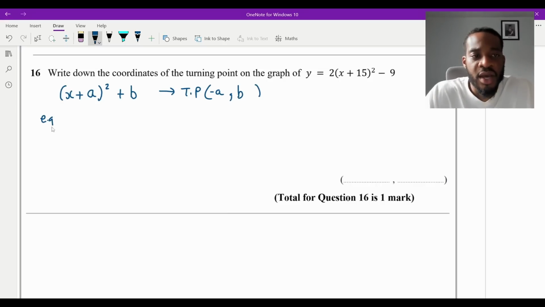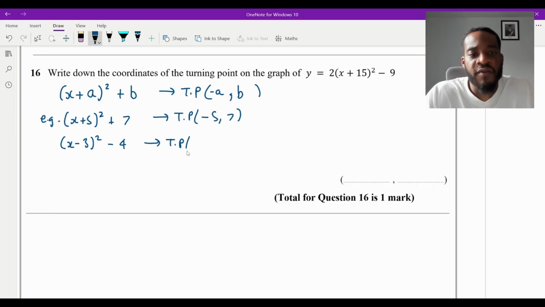For example, if it was (x plus 5) all squared plus 7, then the turning point would literally be minus 5 and 7. And if it was a minus, let's say (x minus 3) all squared minus 4, then remember you flip the number in the middle: that's a minus 3, so it's going to be a positive 3 this time. The minus 4 stays the same. That's pretty much it.